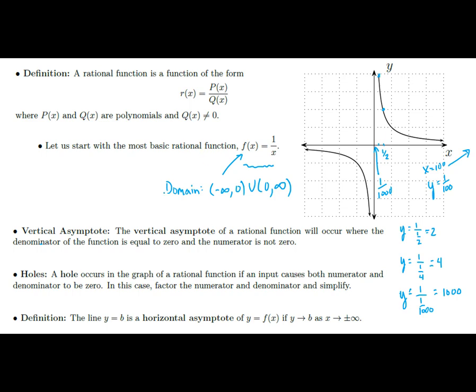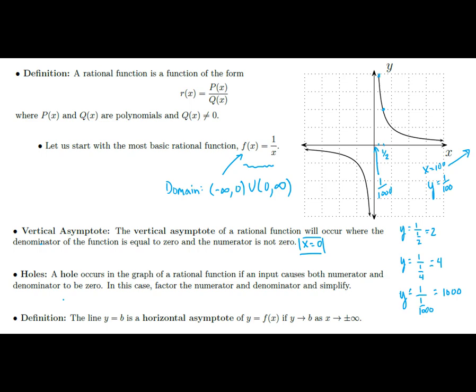Okay, so this introduces a couple ideas to us. First of all, vertical asymptotes. A vertical asymptote will occur where the denominator of the function is equal to 0 and the numerator is not 0. So in this particular instance, we would say x equals 0 is our vertical asymptote for 1 over x.